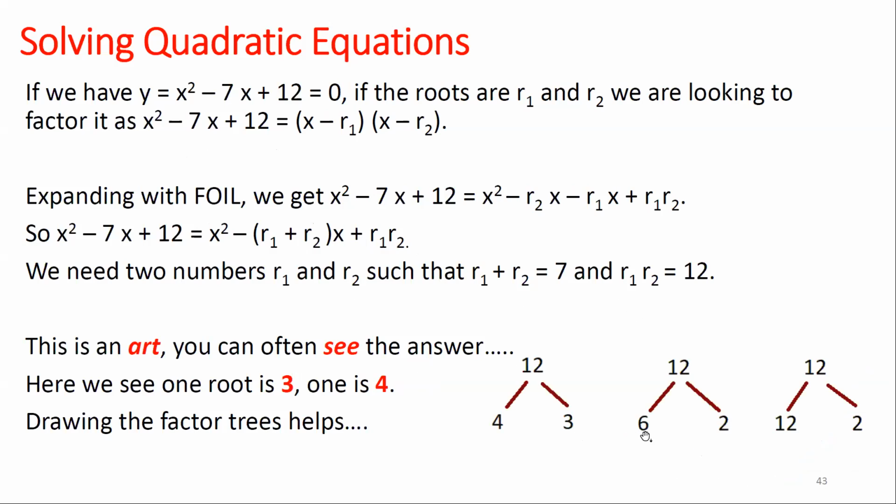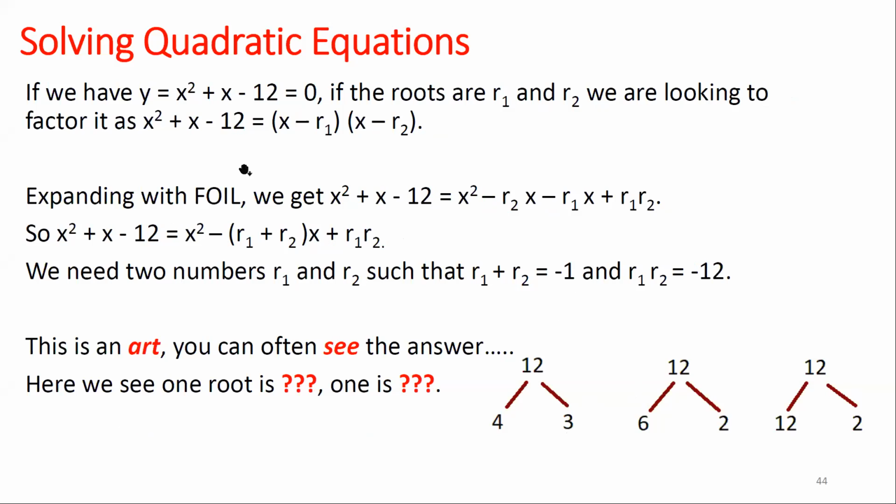One way to try to find this is to look at a factor tree. A good way to find the answers is to look at all the factor trees of 12. It's 4 times 3, 6 times 2, 12 times 1. And this gives us the possibilities, so we can see if any of them sum to 7. And you'll see very quickly, yes, 4 plus 3.